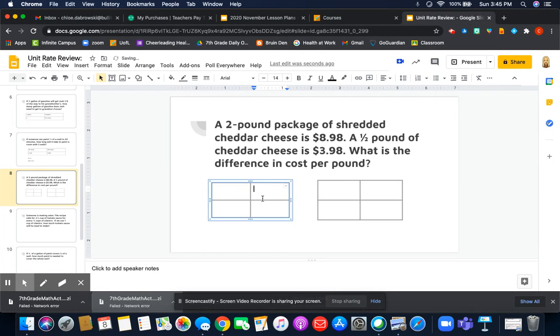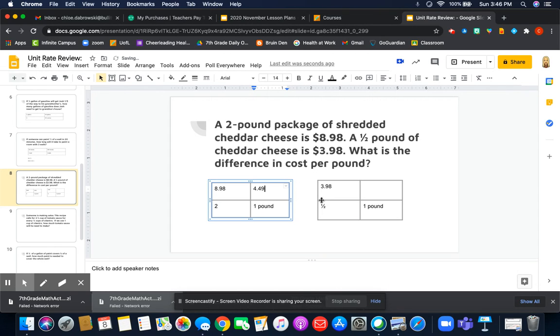All right, so if I'm looking for my cost per pound, I know I have 1 pound on both of these. This one was 2 pounds. It cost $8.98. This one had half a pound. That cost me $3.98. So if we look at this one, we go from 2 down to 1. That means we're dividing by 2. If I take $8.98 divided by 2, I know that is going to be $4.49. So that one was $4.49 per pound.